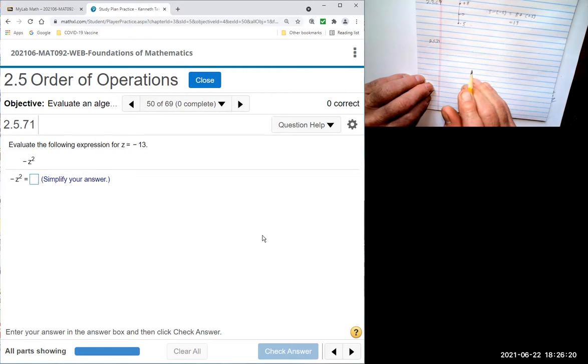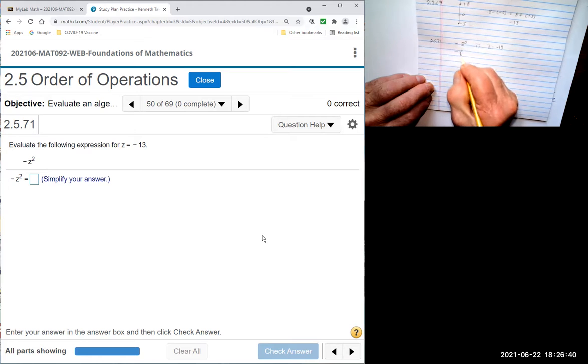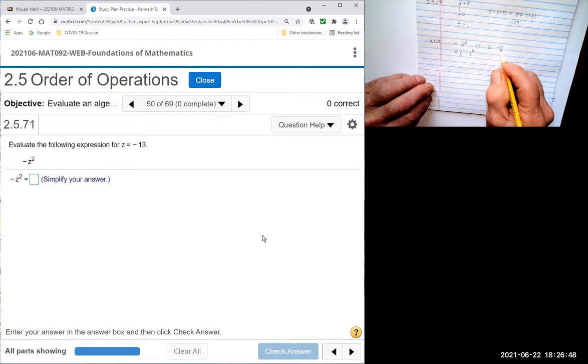Use the concept I explained in the previous problem. We want to evaluate -z² if z takes on the value -13. Again, this is where lots of people, and anytime I teach this class, make this mistake. Replace the z by a pair of parentheses to preserve the structure of the problem. Inside the parentheses, put the value of z, which is -13. So now we see that we're squaring -13.